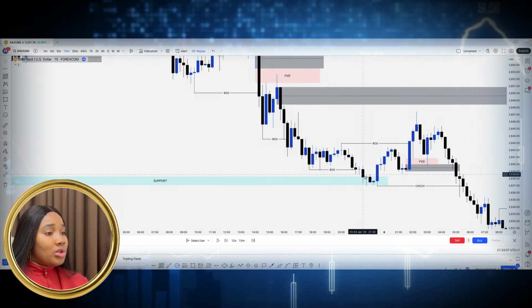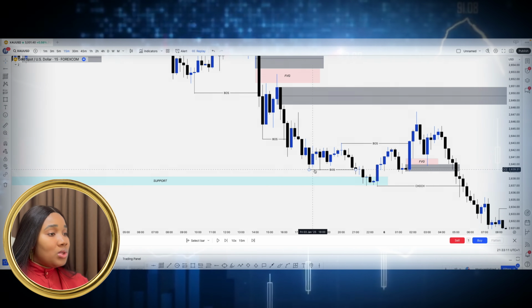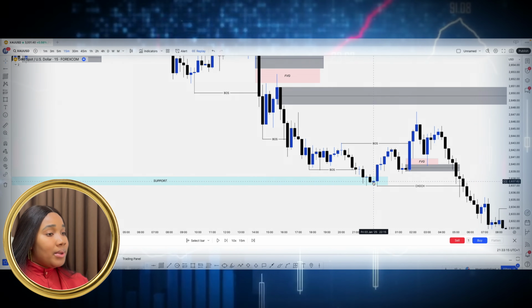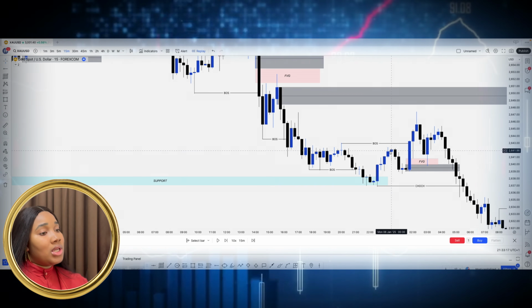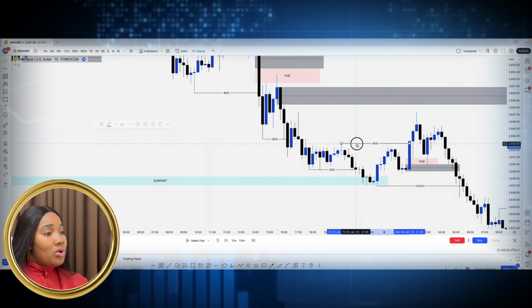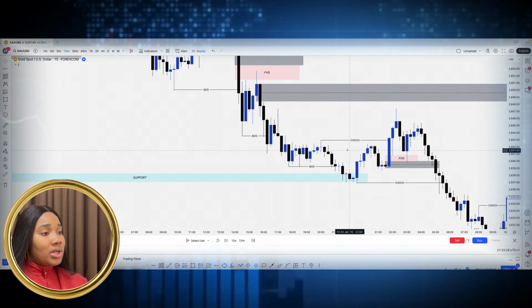Another break of structure, even as price got to this particular support. So this was the last break of structure before price got to this support. And then what happened? The buyers came in from the support level, dished out a new break of structure here, or we can even call it a change of character. So dished out a change of character here.